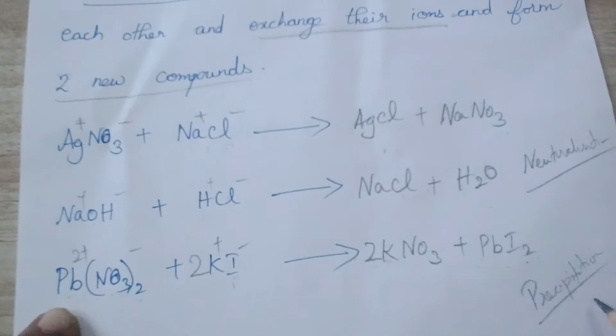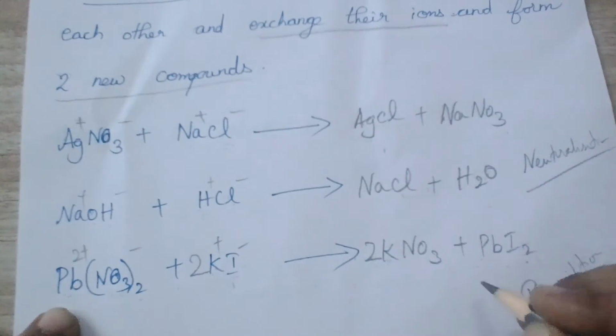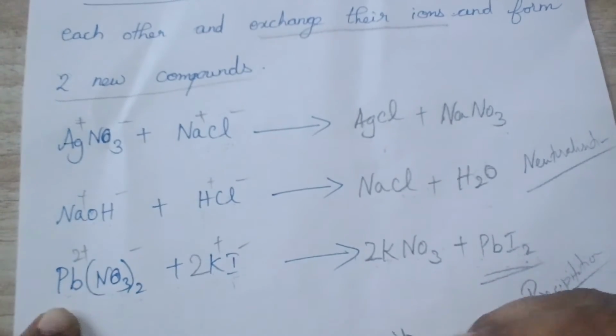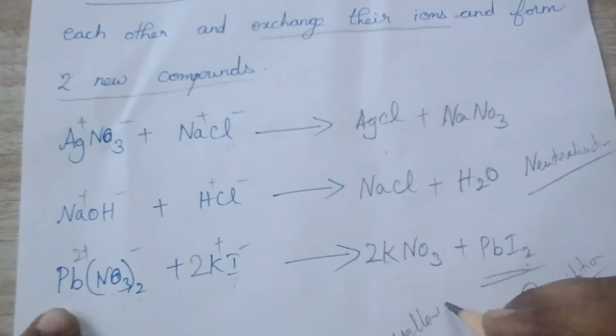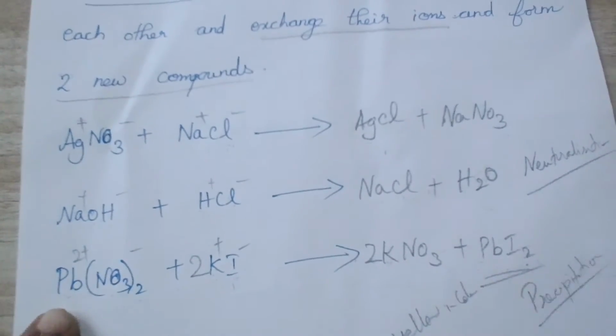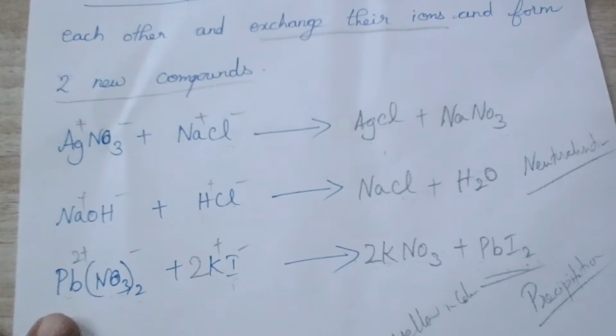So this is also called a precipitation reaction because lead iodide is yellow in color and it will precipitate, it settles down. It is yellow in color. It is also otherwise called a precipitation reaction. Clear on this double displacement reaction? Next we'll move to the last reaction, that is your redox reaction.